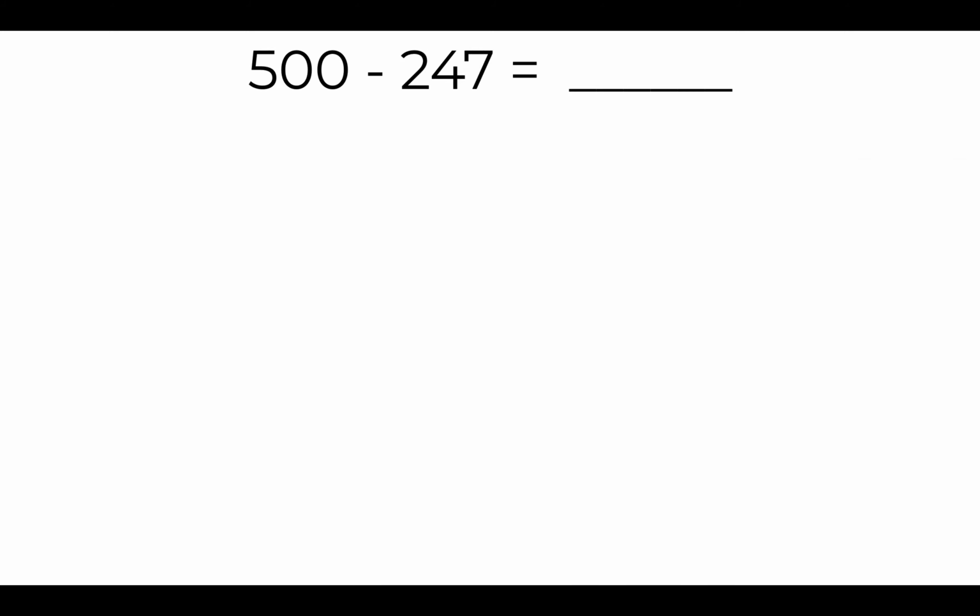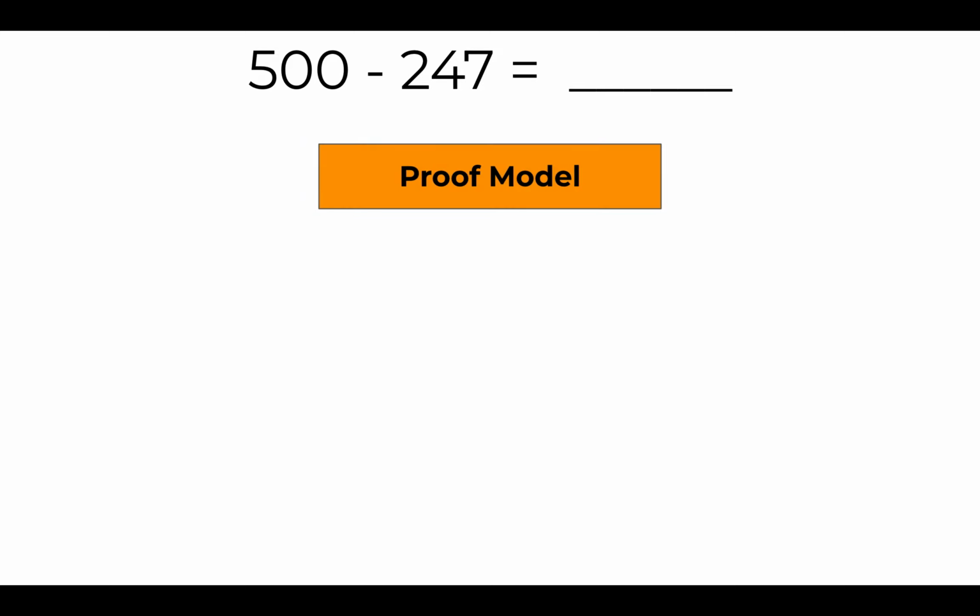For example, in 500 minus 247 equals something, the biggest number, 500, has two zeros. Sometimes this can be tricky because we have to make a lot of changes to the number 500 to make it friendly to subtract 247. Let's take a look how we could solve this with the proof model method.